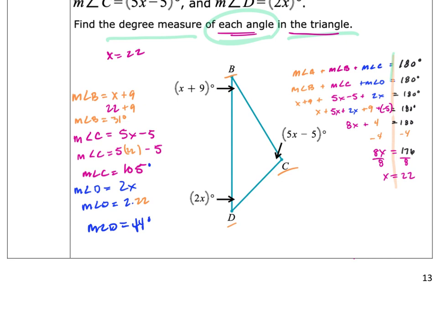Okay, so if you simplified these, for the measure of angle B, you should have come up with 31 degrees. For C, you should have come up with it being 105 degrees. And for D, you should have come out with it being 44 degrees. If you simplified correctly. If you didn't, you probably got to go back and look at what you did. You can look at my work here and see if it compares.